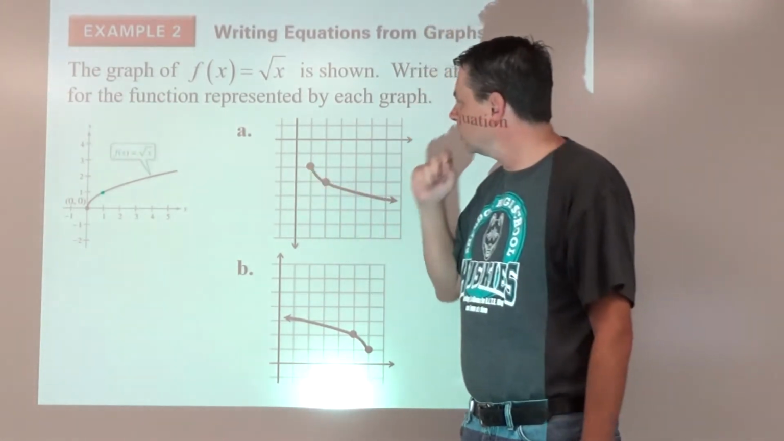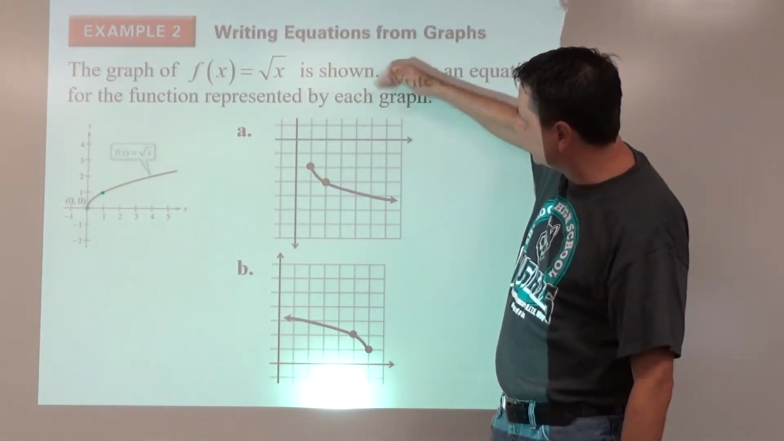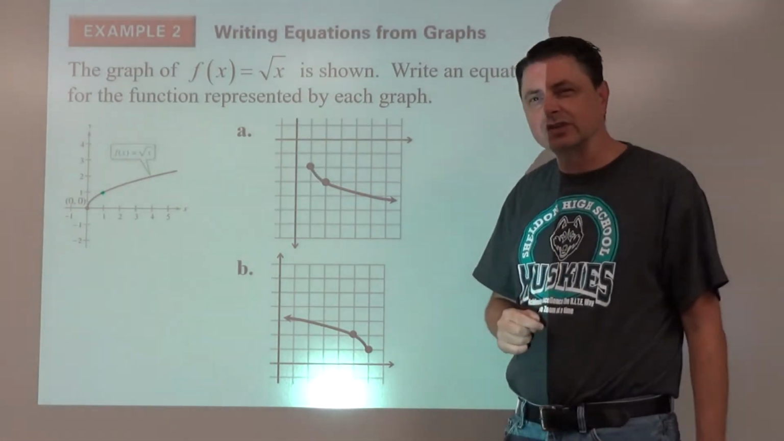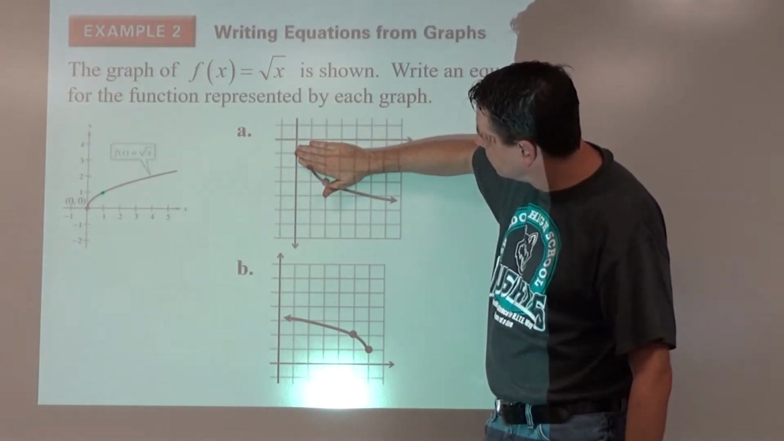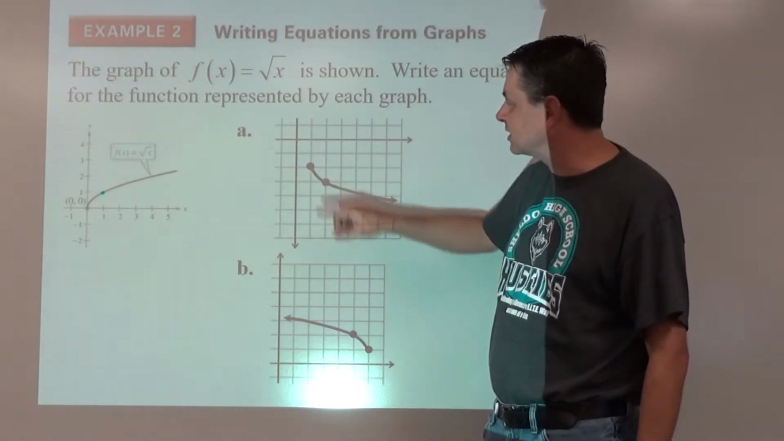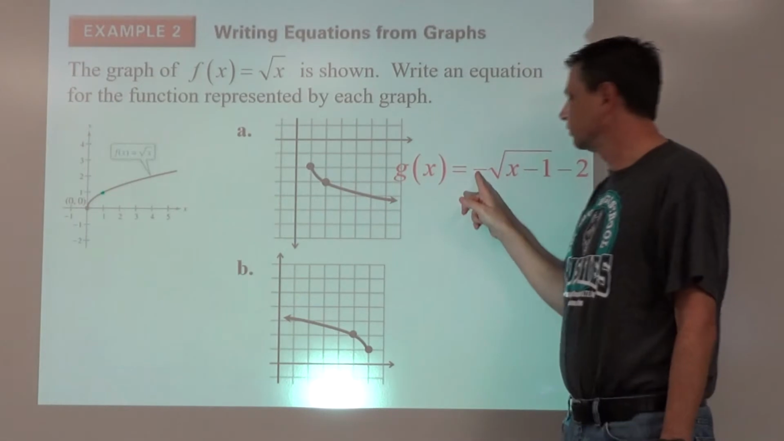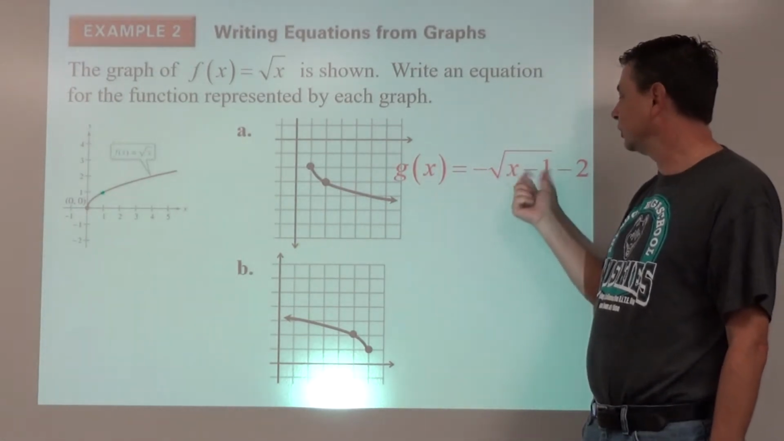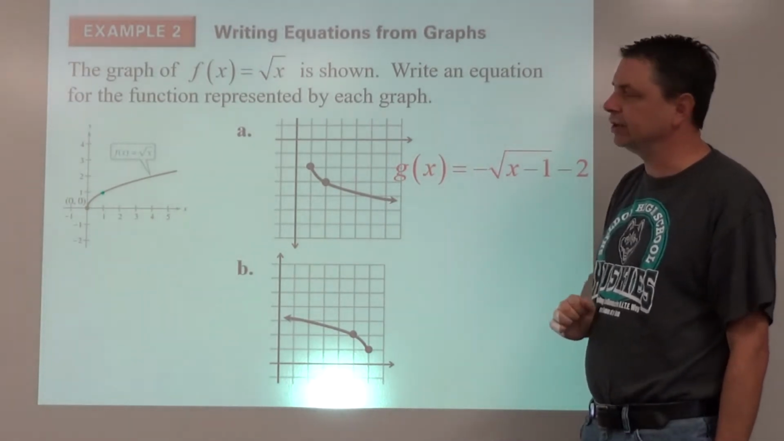All right, so here, what have we seen? We have reflected. So it would have started up, so now it's reflected. Shifts, we should always think of shifts coming last. So we've reflected. So there's the negative outside the function because we reflected across the x-axis. And then we went right 1 and down 2. There is our g of x.